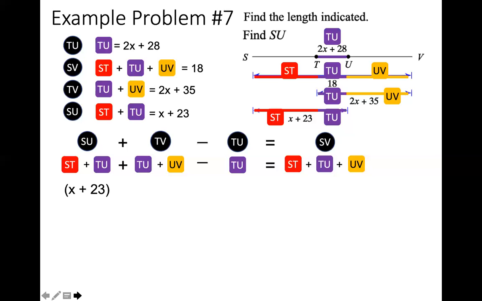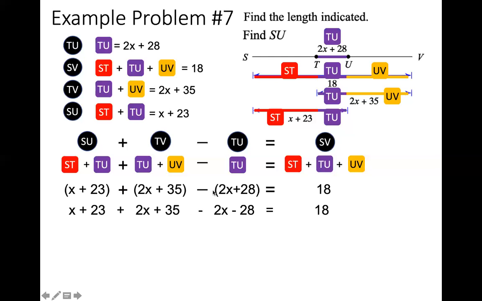So SU, as it says in my diagram, is just x plus 23. TV, if I add that to that, is going to be 2x plus 35. Now I subtract out my TU, which is 2x plus 28, and that whole thing equals, from my diagram, SV, which is 18. So now it's just algebra. I just have to solve it out. I first make sure to distribute my negative, right? It's minus the quantity of 2x plus 28. So that's going to be minus 2x minus 28. Now I can combine my like terms, isolate x, and I've got x equals negative 12.